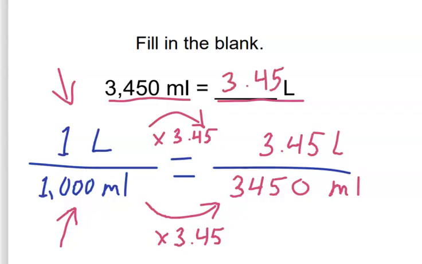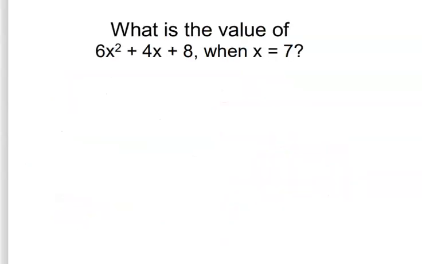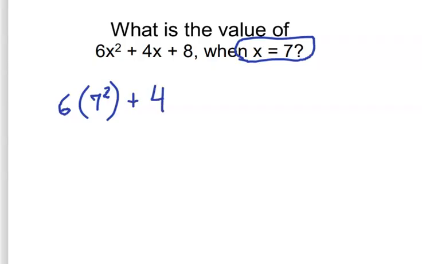All right, let's go on to the next one. What is the value of 6x squared plus 4x plus 8 when x equals 7? Well, we just have to plug in a 7 in place of all the x's. Okay, so we have 6 times, well, x squared is now going to be 7 squared. I'm putting it in parentheses to just kind of separate it, plus 4 times x. Well, now that's going to be 4 times 7 plus 8.